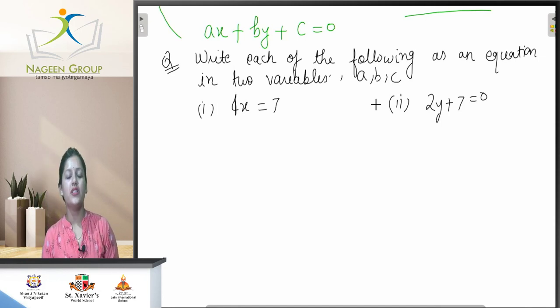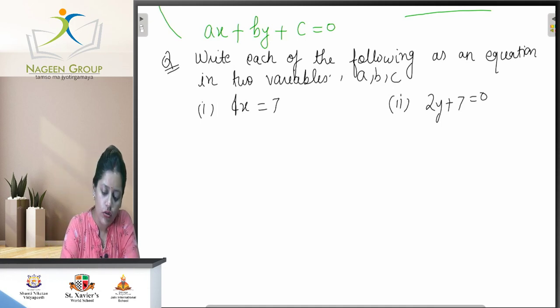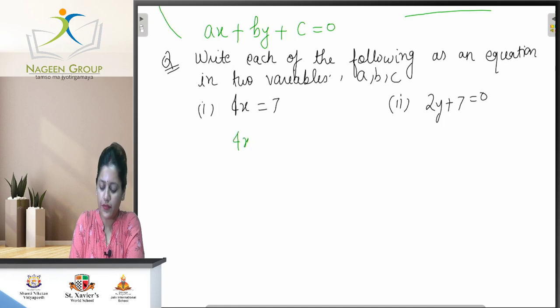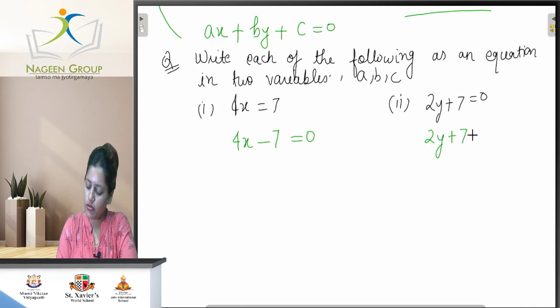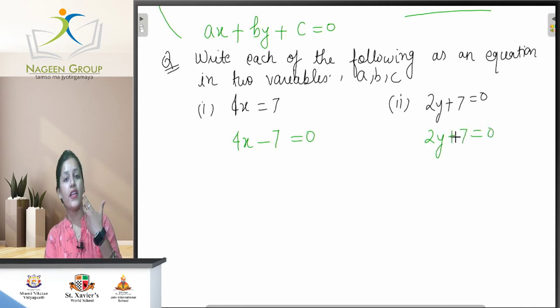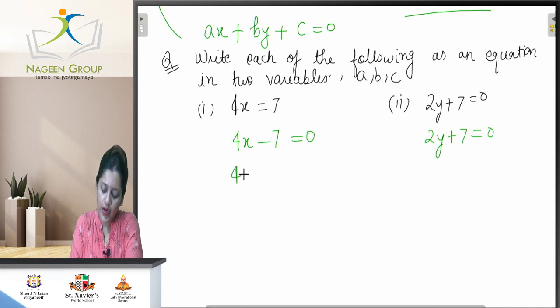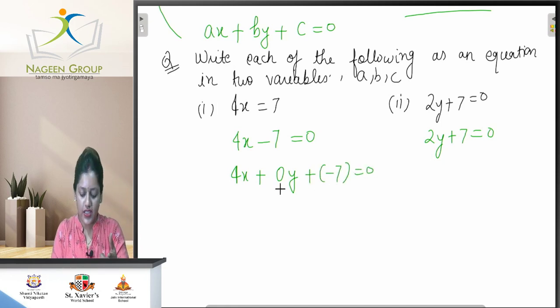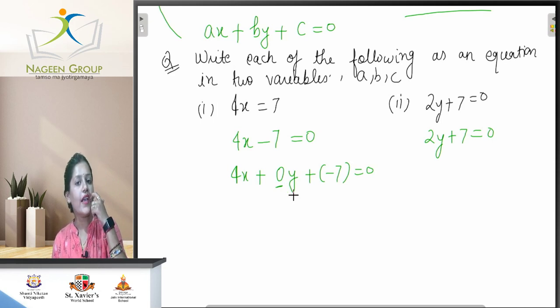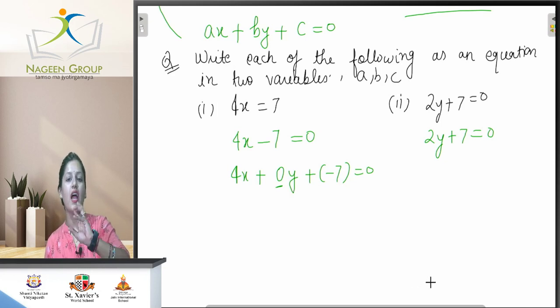Maybe the variables are not given, so you have to change the equation according to the coefficients. So first, by changing the first equation, you get 4x - 7 = 0. In the same way, 2y + 7 = 0. Now you have to put in the variable that is missing here, that is 4x + 0y - 7 = 0. Can I write 0 in the place of b? Why? Because by multiplying 0 with y you get 0 and 0 has no value, so the equation is that only, but we write it in a different way.